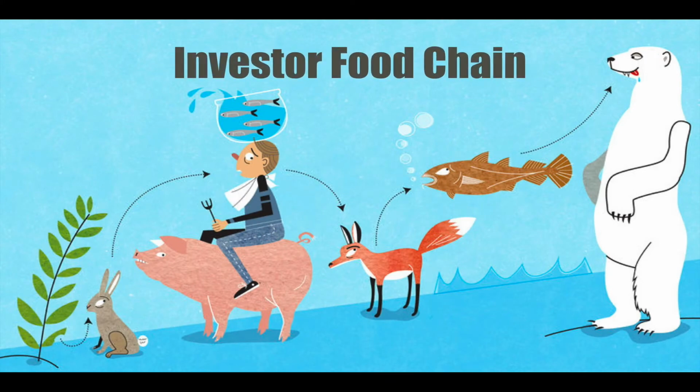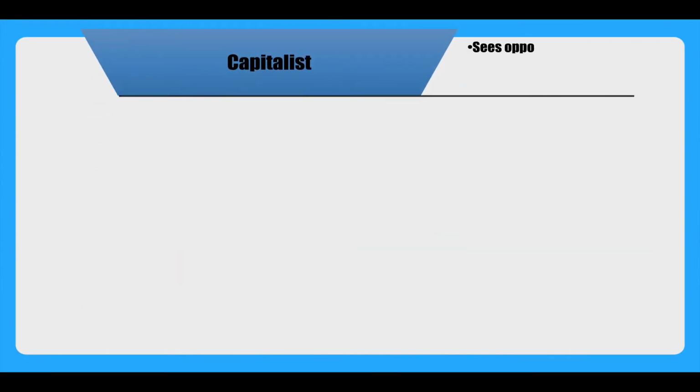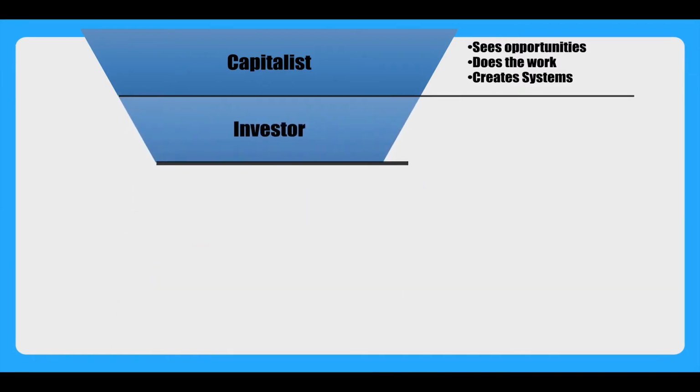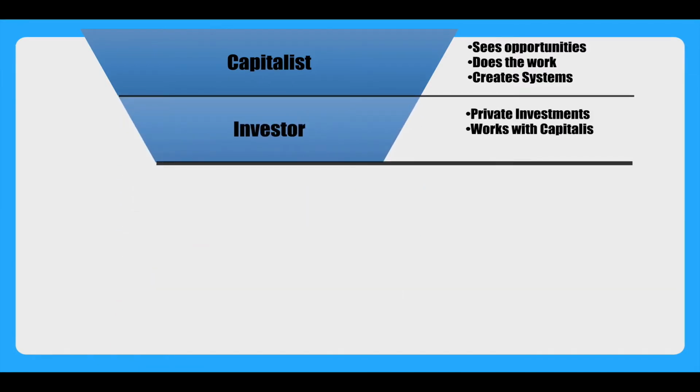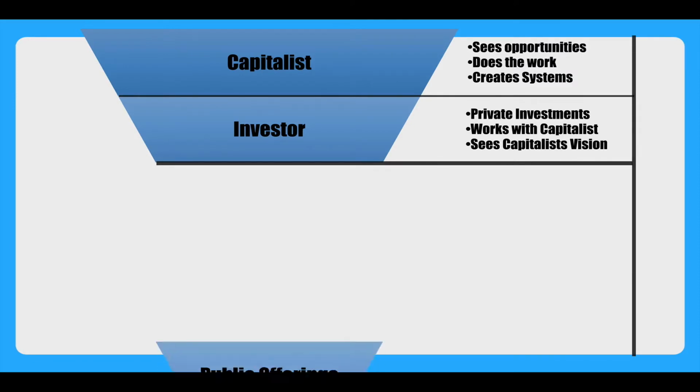I want to share a concept called the investor food chain. At the top of the investor food chain, we have the capitalist. That's someone like me who sees opportunities and does the work and creates the systems to be able to make money. Below the capitalist, there's an investor, and that's who will fund private investments. They like working with the capitalist, and they see the capitalist's vision.